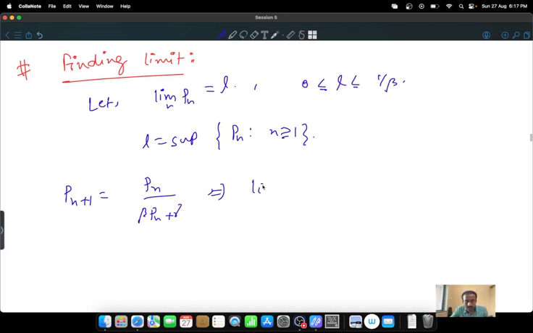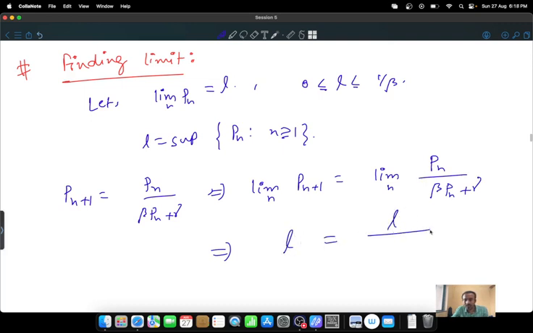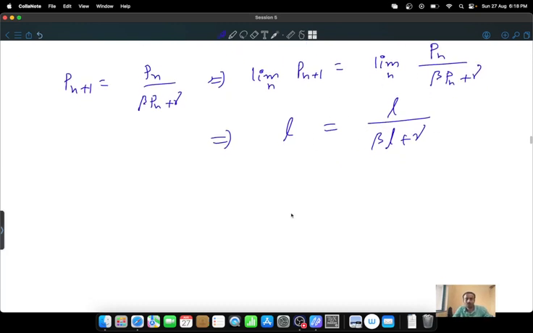So by taking the limit as n goes to infinity of Pn plus 1 equals the limit of Pn by beta Pn plus gamma, and what is this? That is L, and here it is L by beta L plus gamma, because if Pn converges, then beta Pn converges to beta times L, and beta Pn plus gamma converges to beta L plus gamma, and L cancels out, and what remains, that is beta L plus gamma is equal to 1, that is L equals 1 minus gamma by beta, and that is the limit actually.